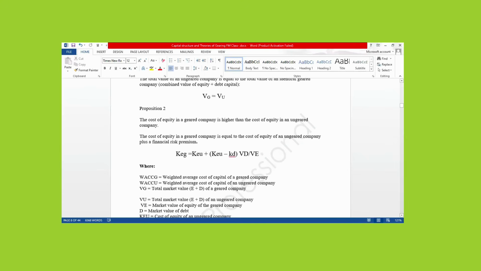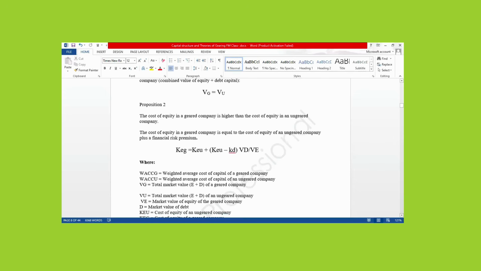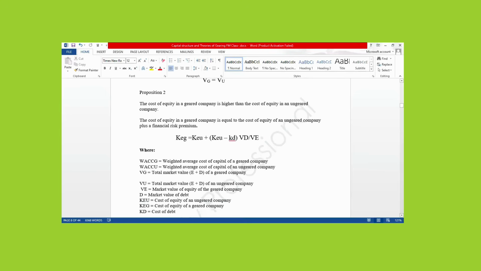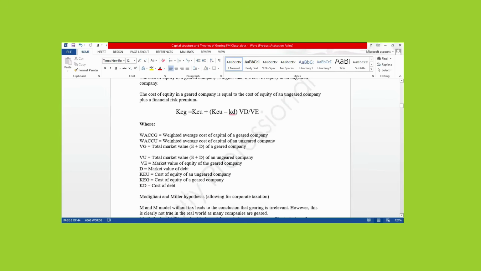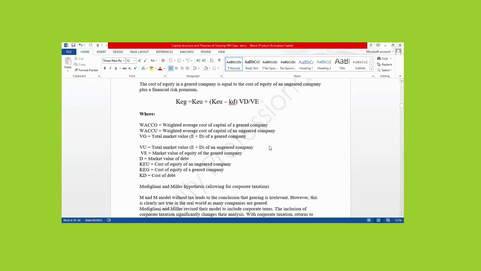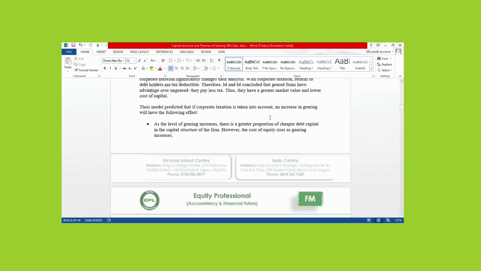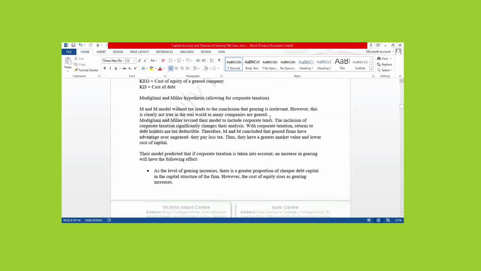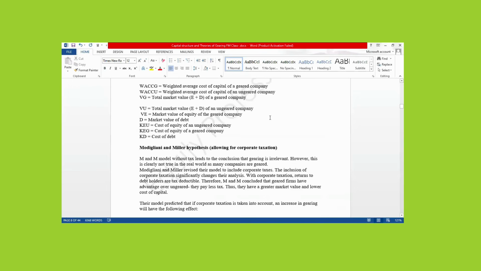All right. So if you are dealing with without tax, you use the formula above. Now to round up, we have Modigliani and Miller with taxation. Their first theory is without tax, and they concluded that gearing is irrelevant. The first theory, Modigliani and Miller without taxation, concluded that the choice of capital structure is not relevant to the company's value.